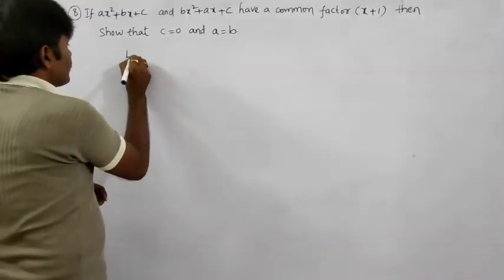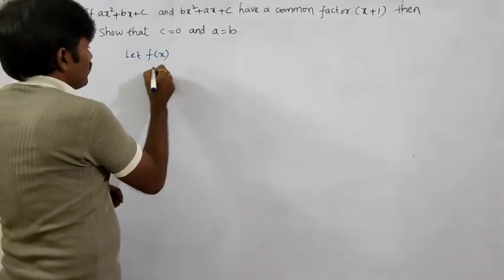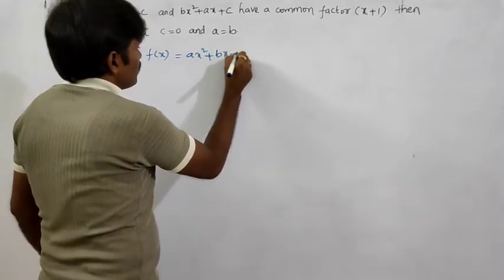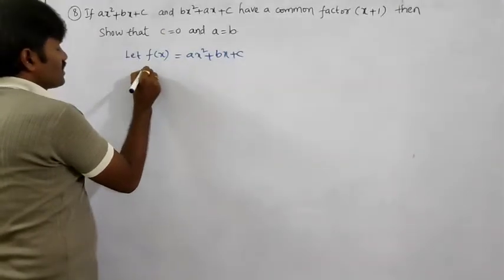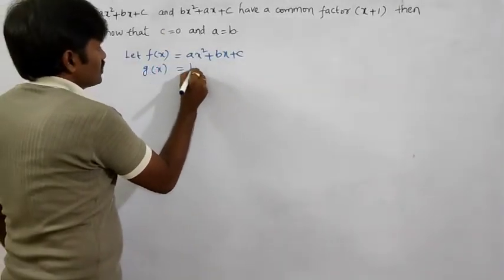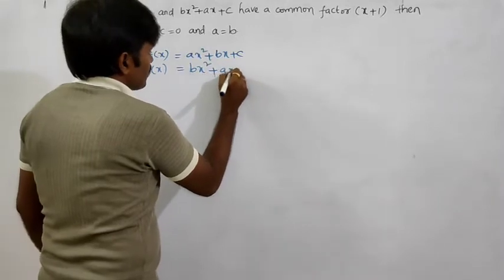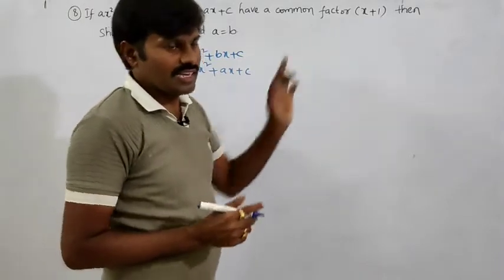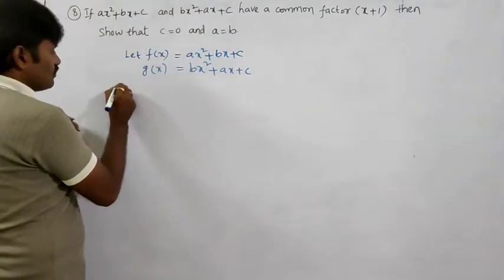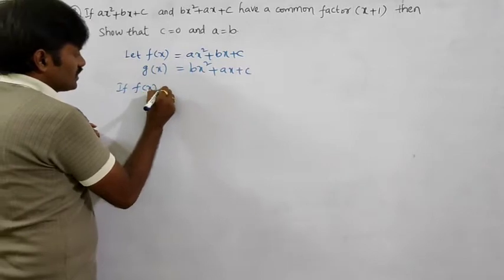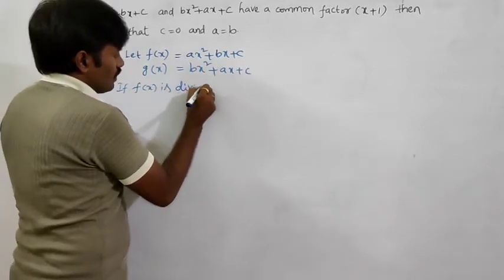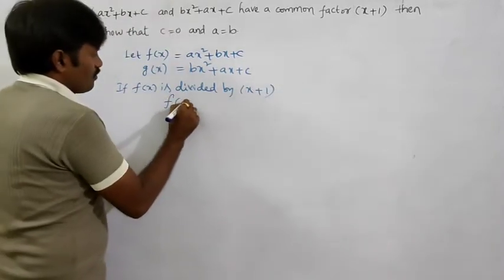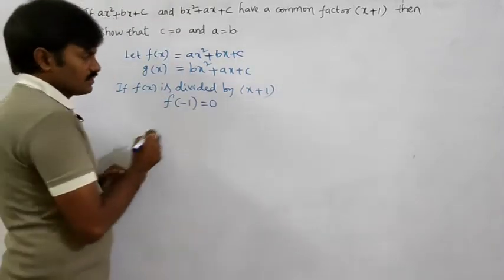Let f of x is equal to ax square plus bx plus c, and another quadratic polynomial considered as g of x. G of x is equal to bx square plus ax plus c. Here for these two polynomials, what is the common factor? X plus 1. So according to factor theorem, if f of x is divided by x plus 1, then f of minus 1 is equal to 0, is it?